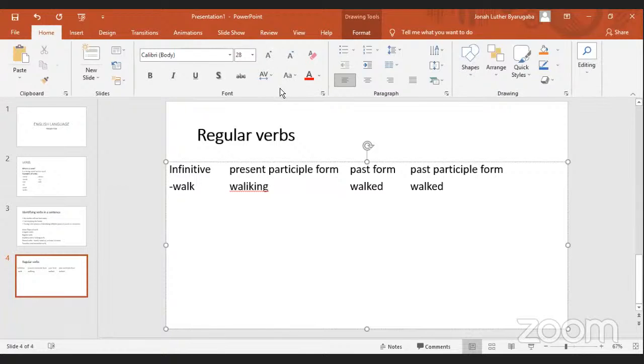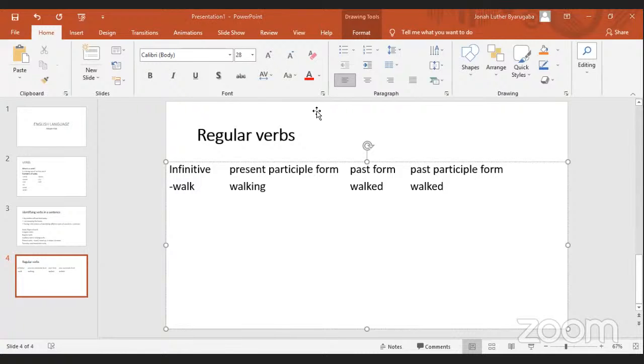Yes. In the present participle form, you wrote walking with an I after the L; it is supposed to be K, not I. Oh, thank you so much, Nasha. Okay, let me just correct that. Thank you so much.